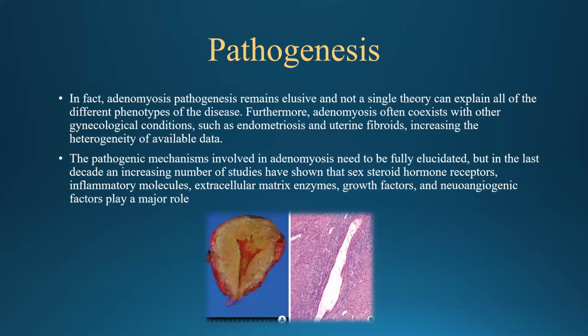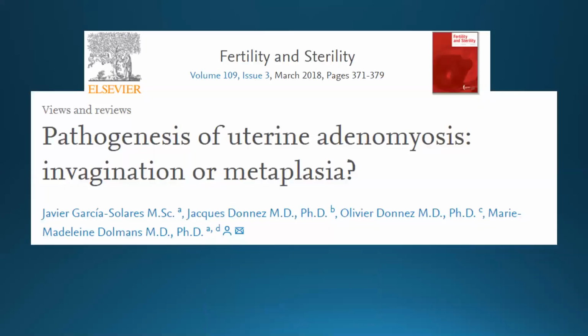The pathogenic mechanisms involved in adenomyosis need to be fully elucidated, but over the last 10 years, an increasing number of studies have shown that steroid hormone receptors, inflammatory molecules, extracellular matrix enzymes, growth factors, and neuroangiogenic factors play a major role. So in Fertility and Sterility 2018, there was a paper about the pathogenesis of uterine adenomyosis.